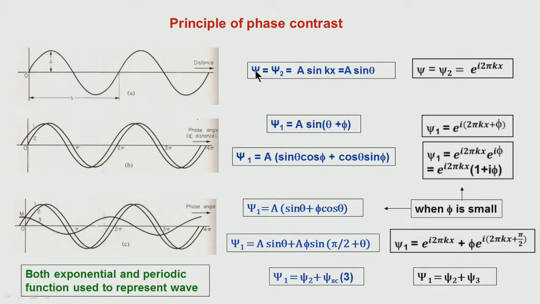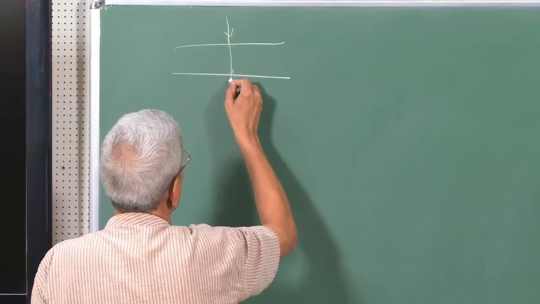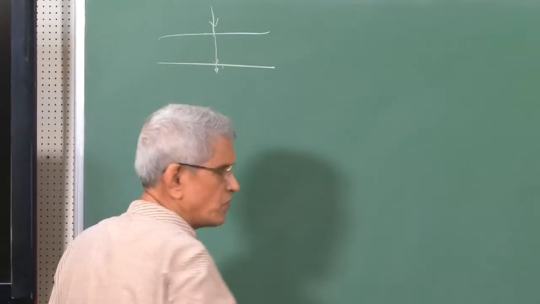The same thing can be represented in equation form, where psi equals A sin kx, where k equals 1 by lambda. The same thing can be written in exponential form, that is e to the power of i 2 pi kx. When a wave of radiation falls onto a sample, the radiation comes out, some without any interaction and some part of it which interacts.